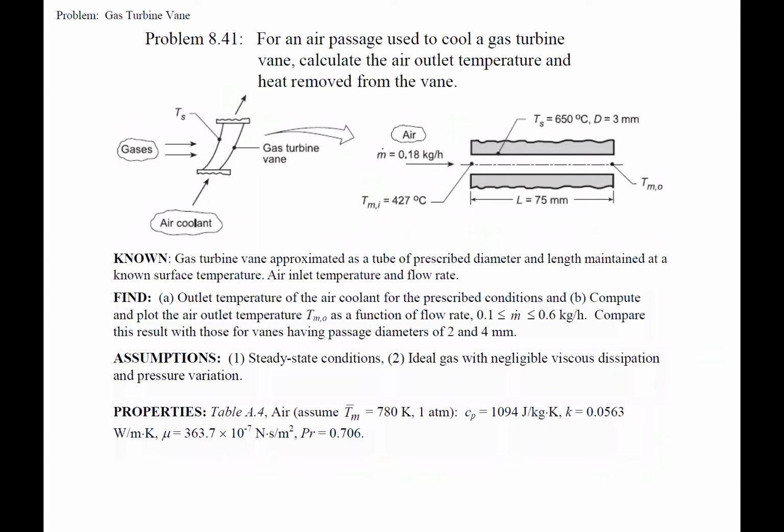So part A is one situation. They want the outlet temperature and the rate of heat removed. Part B is a parametric study on how mass flow rate and the tube diameter change the outlet temperature.